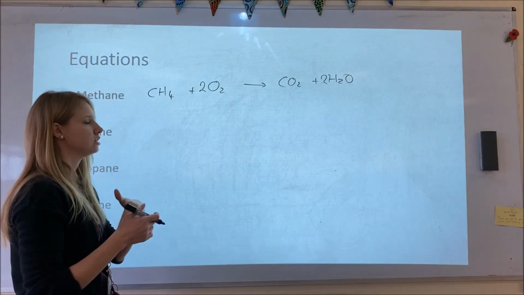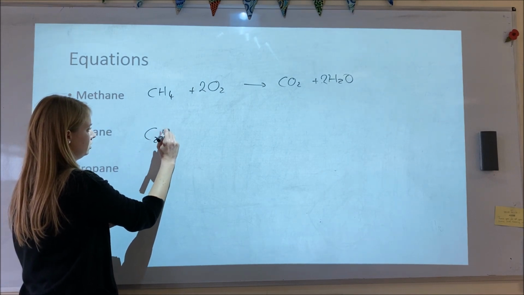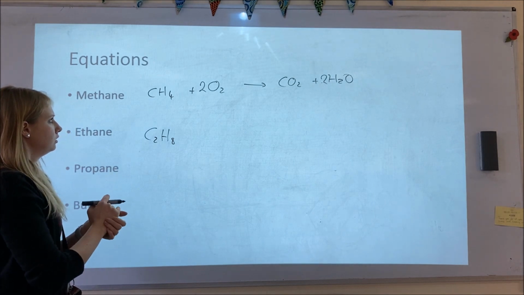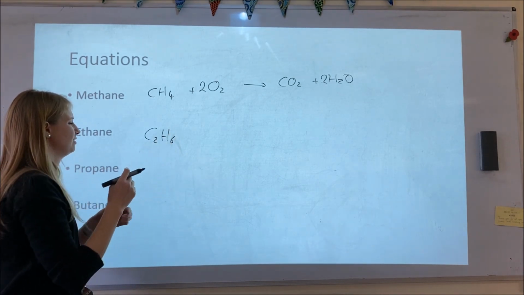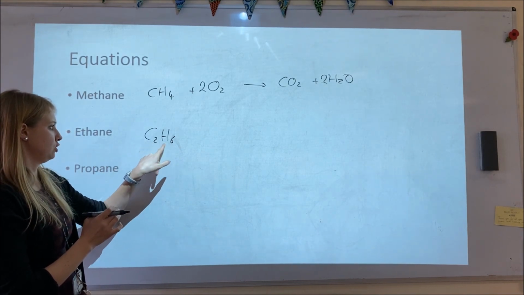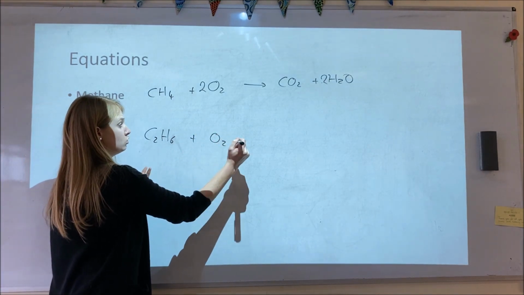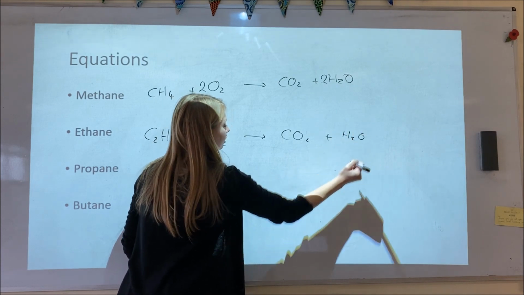Let's step it up a bit. Ethane. Ethane is C2H6, sorry, because it's 2n plus 2, so 2 times 2 is 4, plus 2 is 6. Again, I'm adding oxygen, I'm making carbon dioxide, and I'm making water.